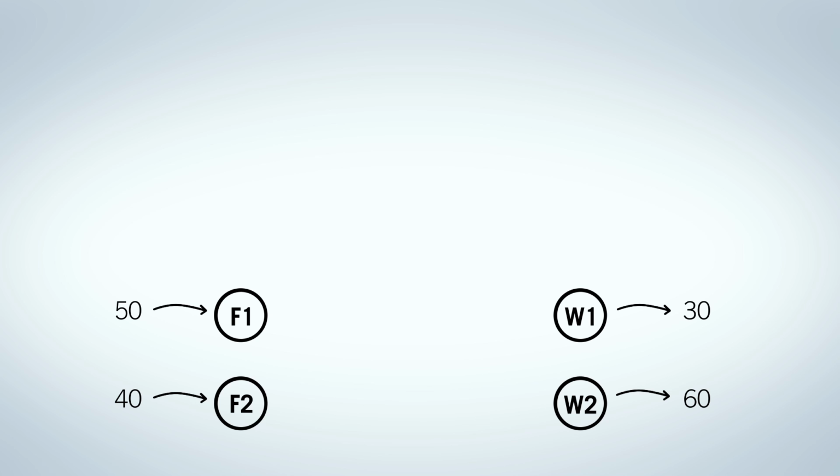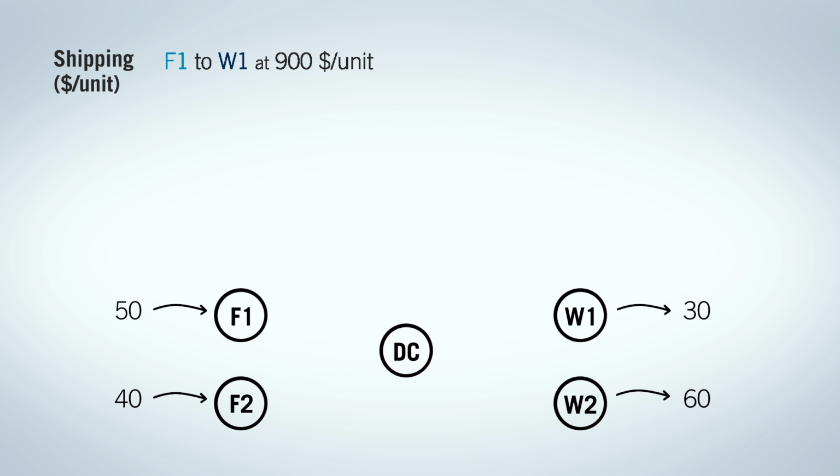Now, sometimes via a distribution center DC, so there is a distribution center DC. From F1, it costs $900 per unit to ship to W1. From F1 to ship to W1. So we are going to ship to W1. Now there's some qualifying data that it costs.